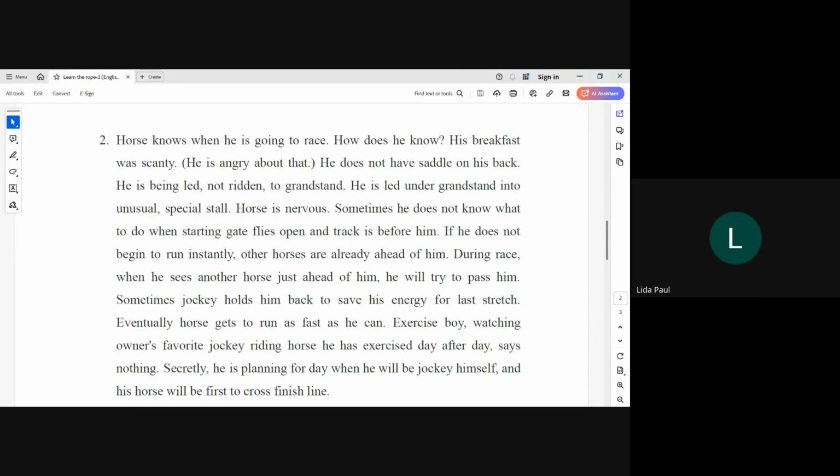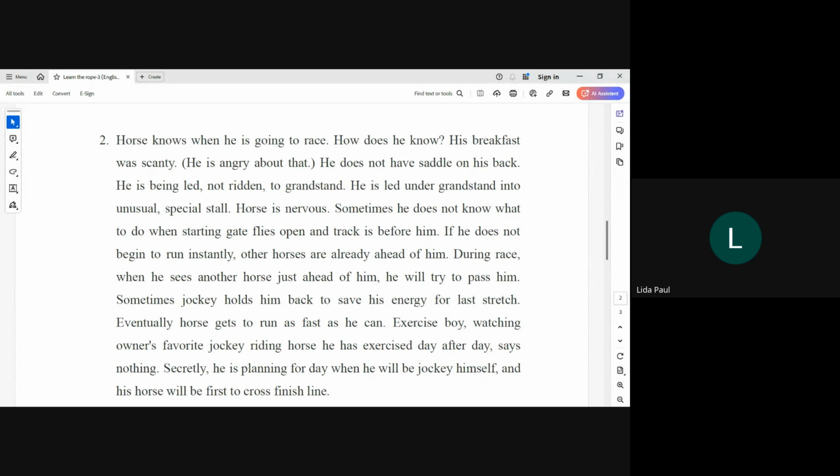So, sometimes he does not know what to do when a starting gate flies open and a track is before him. Here you're not going to make it specific because it can be any starting gate, any track. Since specificity is not there, you're going to use the article "a". Do you understand why we're using "a" here? Yes, because it is non-specific. A starting gate flies open and a track is before him.